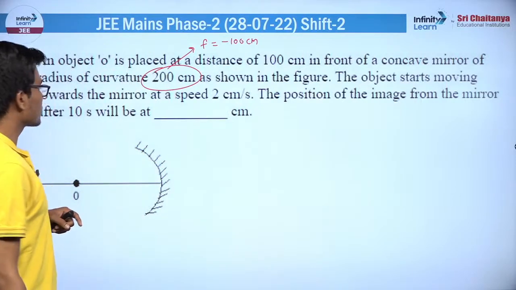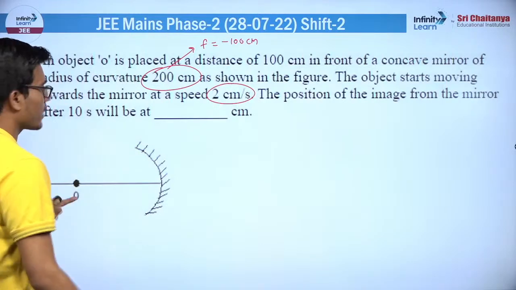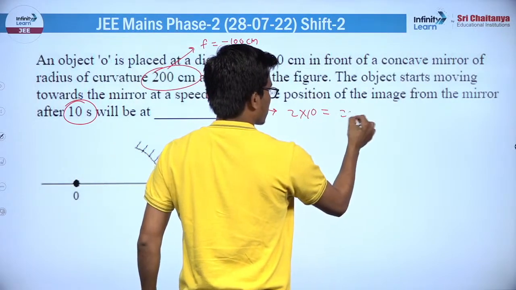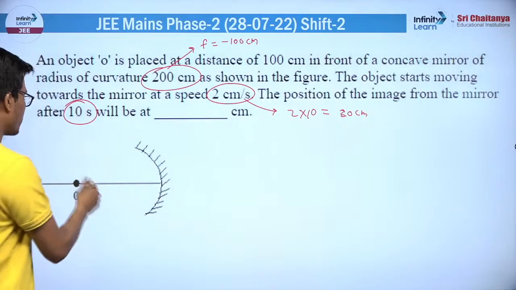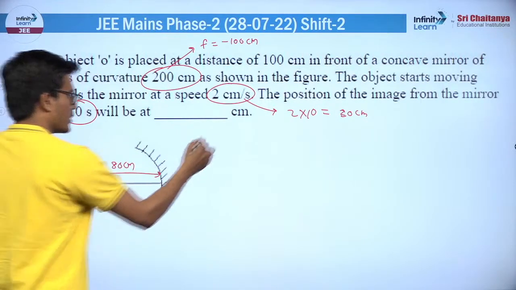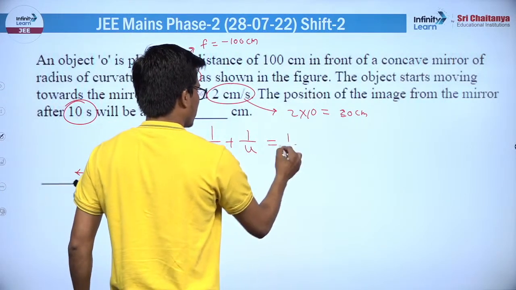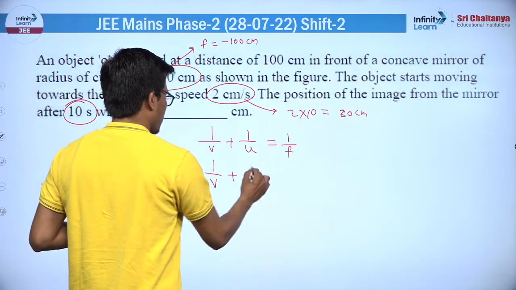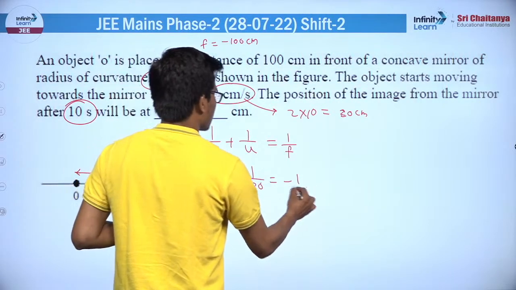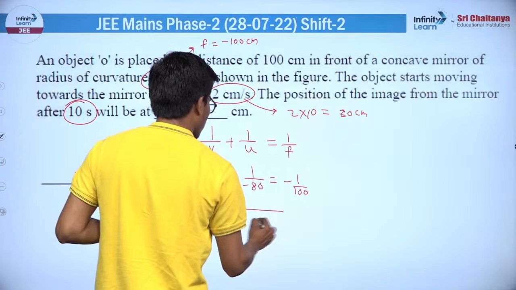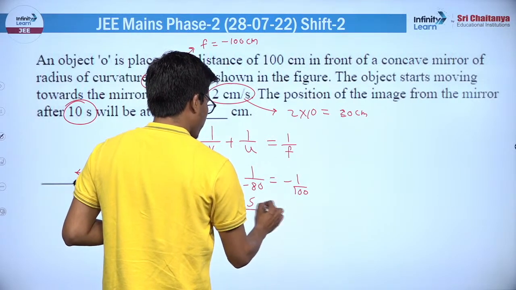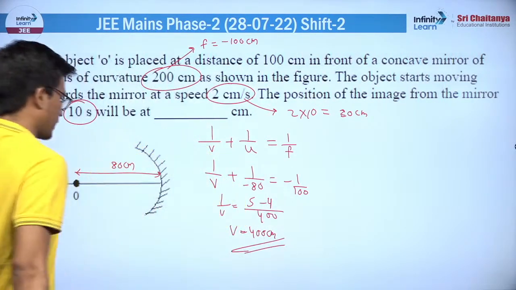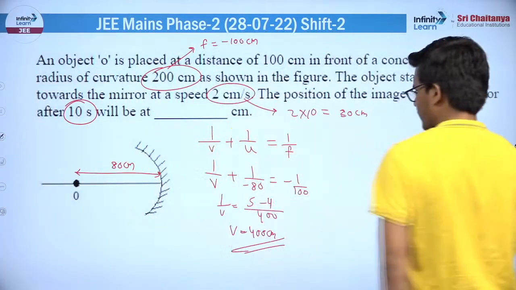The object starts moving towards the mirror at a speed of 2 centimeter per second. We have to find the location of image at 10 seconds. So in 10 seconds, the distance will be speed into time, that is 20 centimeter. Right? So initially it was at 100 centimeters, so finally it will be at 80 centimeter. So by mirror formula, 1 by v plus 1 by u is equal to 1 by f. I need to find v. u is minus 80, focal length is minus 100. So 1 by v is equal to 1 by 400, 5 minus 4. Right? So v is equal to 400 centimeter, very far away from the mirror, and it is coming positive, I guess.